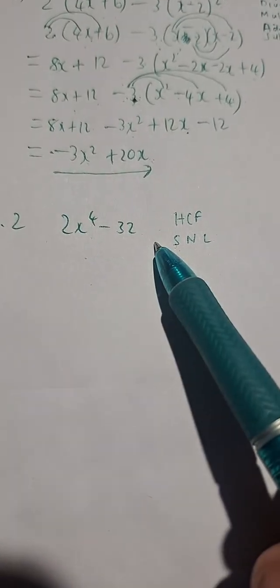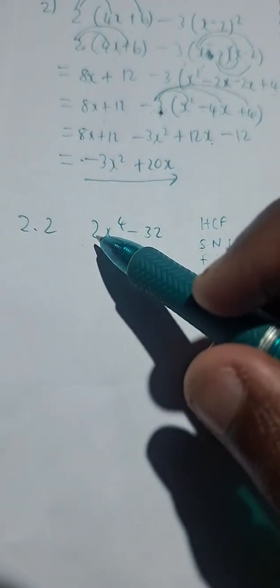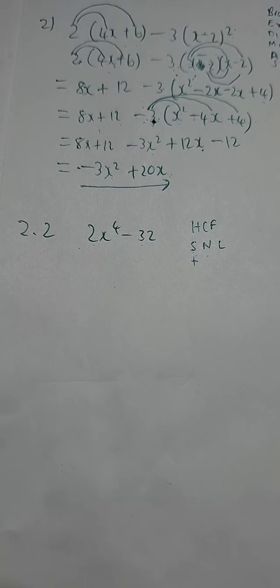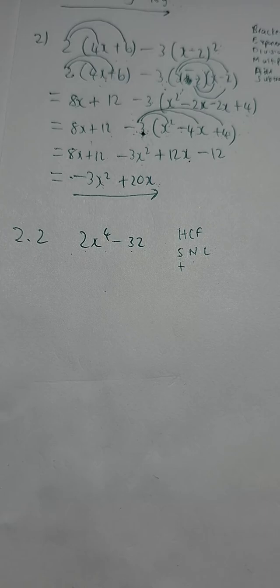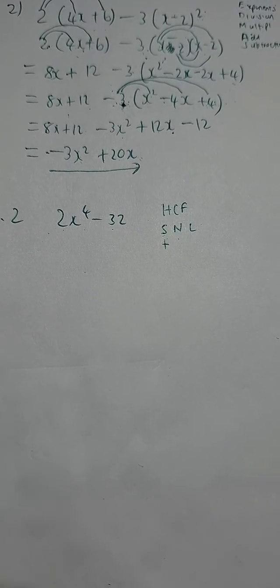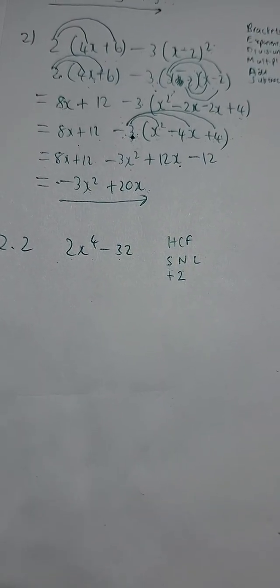So if we look at these 2 terms, is there a highest common factor? The highest common factor sign is obviously going to be positive because our first term is positive. What's the highest common factor number between 2 and 32? Thank you, it's 2.